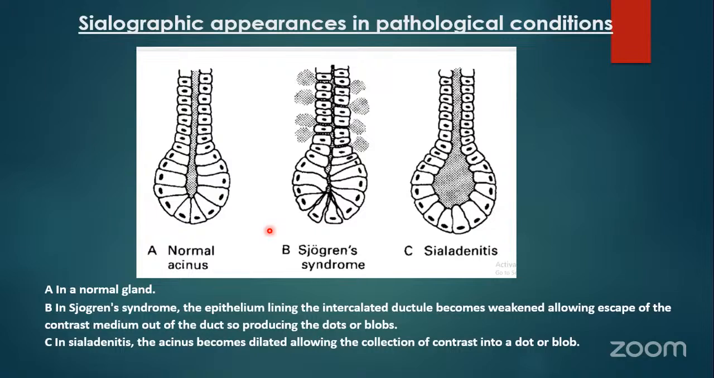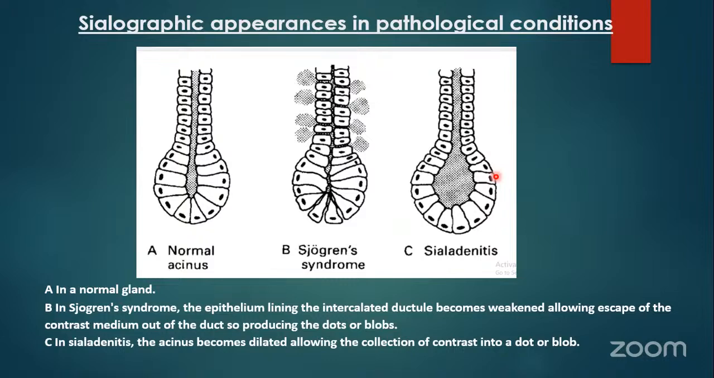When you compare Sjogren syndrome and sialadenitis, can you see the difference here? In case of Sjogren syndrome, you can see that the dots or blobs are seen outside the acini and the tubules. You can see the extravasation of contrast medium outside the duct. But in sialadenitis, there is already inflammation of the duct and the salivary gland per se. So it is entirely filled with the contrast medium and it looks very swollen.